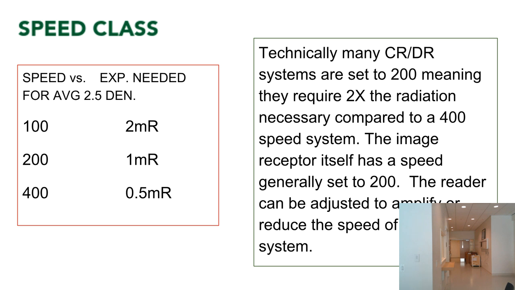So if we process that using a high, I think what it'll do is it'll actually slow the system down, allow you to gather more data, and then overall give you a better image.